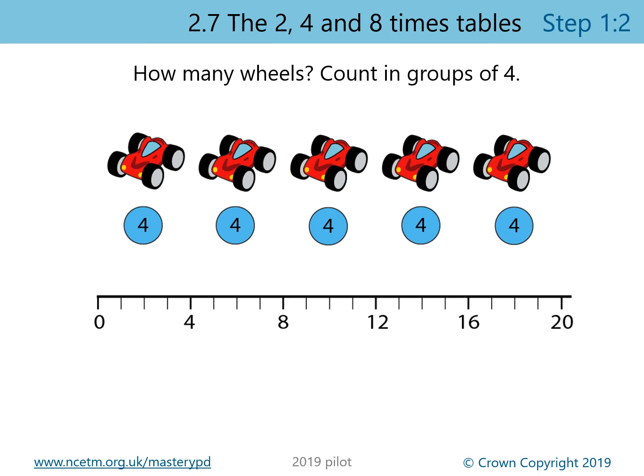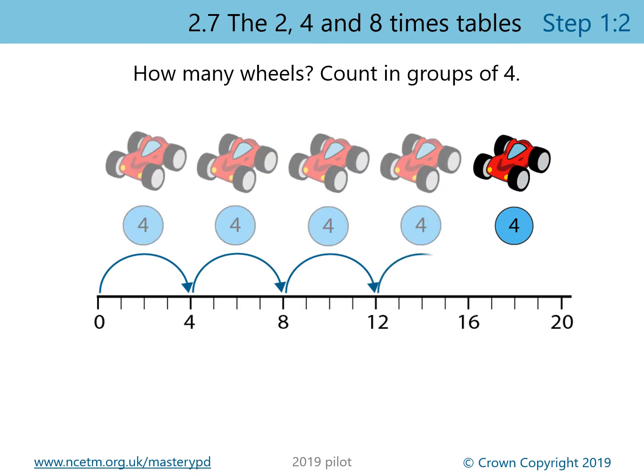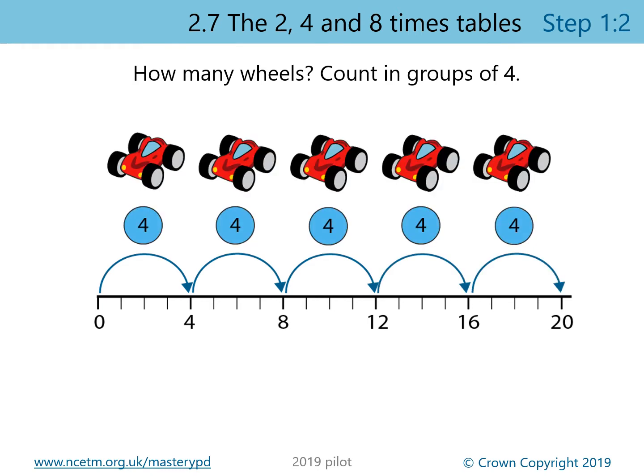So we're going to start off at 0 and jump on 4. So 4, then 8, 12, 16, 20. So there are 20 wheels altogether. And that can be represented in a multiplication sentence, 5 times 4 equals 20. Or, because multiplication is commutative, we can also represent that as 4 times 5 equals 20.